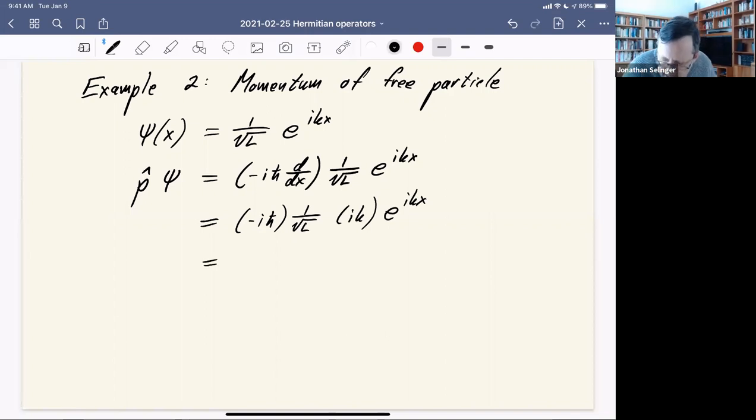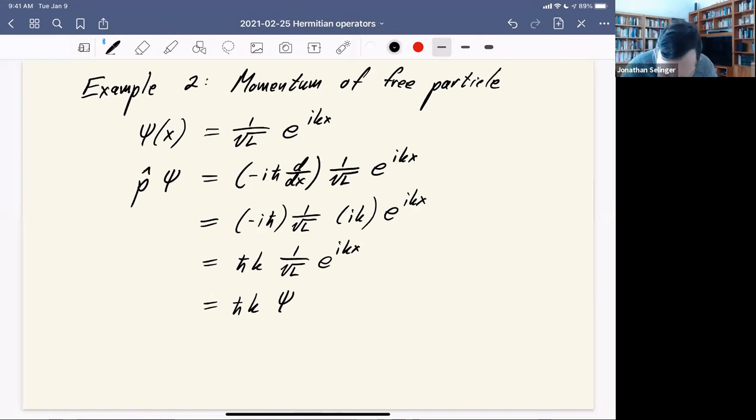And then we can combine these factors, and the negative i cancels the i. And so we get h bar k times 1 over root L e to the i k x, which is h bar k times the function psi. So this is the eigenvalue relationship.